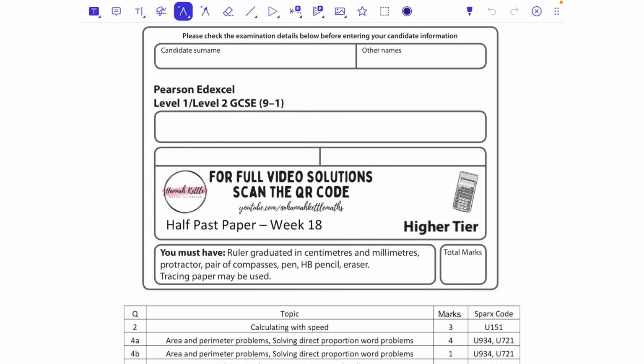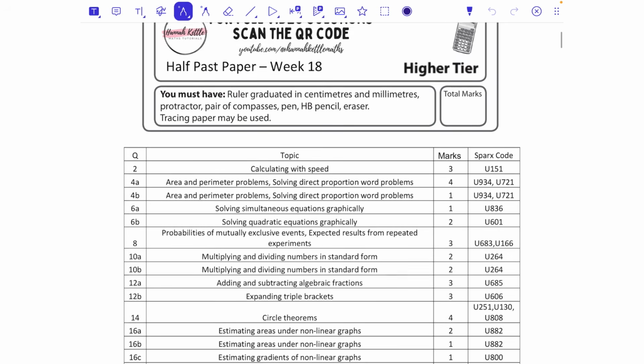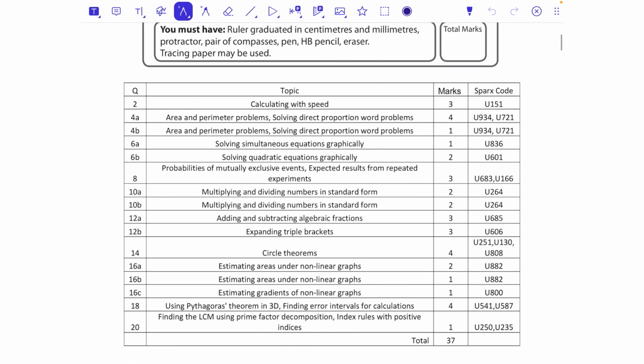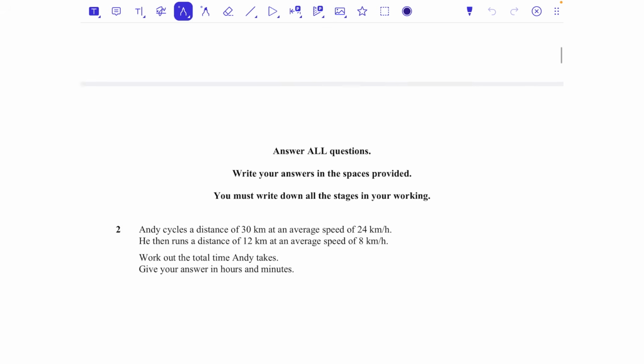This is Half Past Paper Higher, week 18, and these are all the topics that we're going to do today. This is a calculator paper, so we've got all of these topics here, the Sparks codes if you have access to Sparks, and all of the even numbers this week. We've got 37 marks on this paper, so 43 marks were on last week's paper, all the odd numbers last week, all the even numbers this week. So let's get into it.